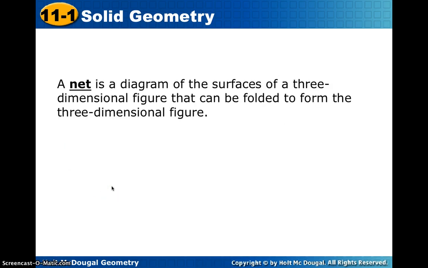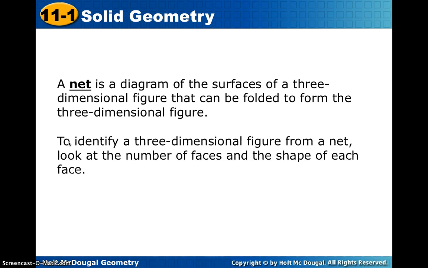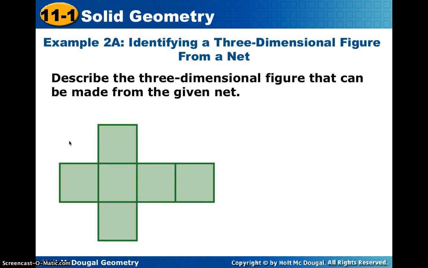Alright, next up we have nets. So a net is a diagram that can be folded to form a three-dimensional figure. A diagram that can be folded. So it's a flat representation of a three-dimensional object. To identify the three-dimensional shape from the net, you just look at the number of faces and the shape of each face.